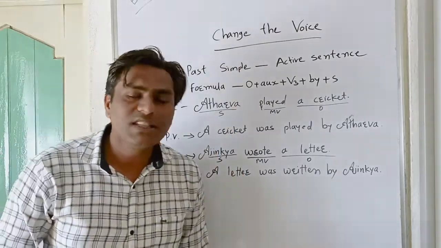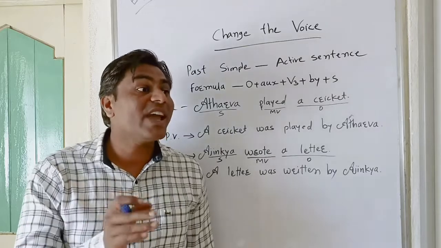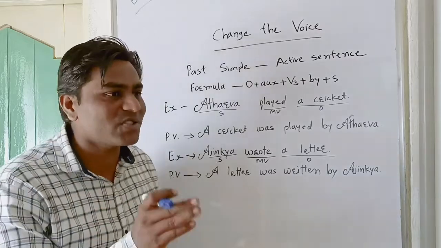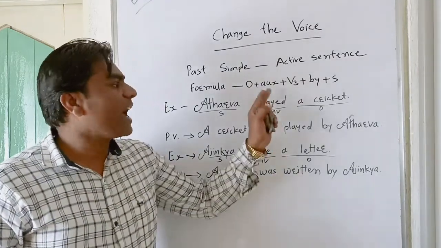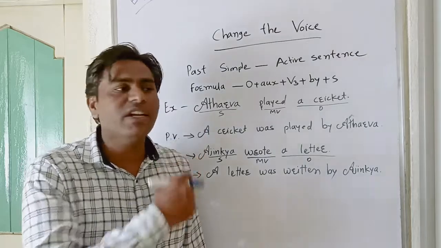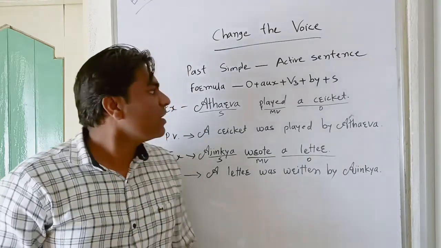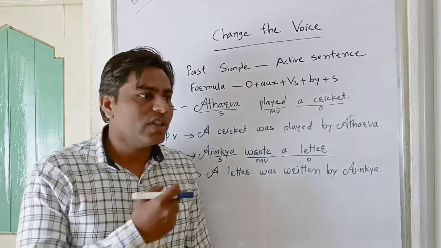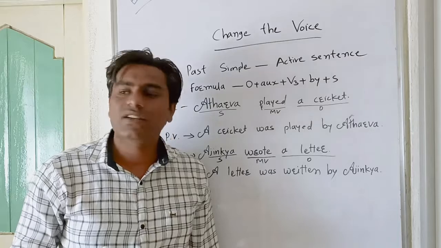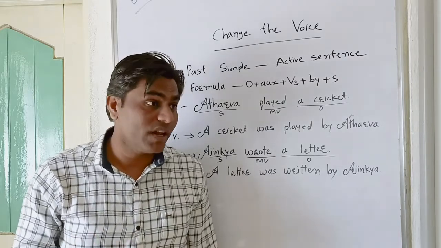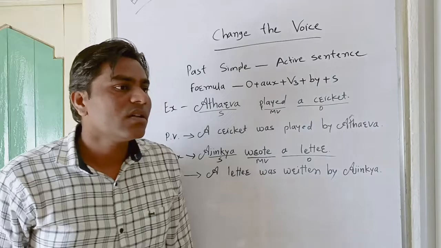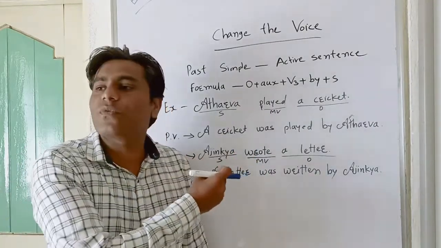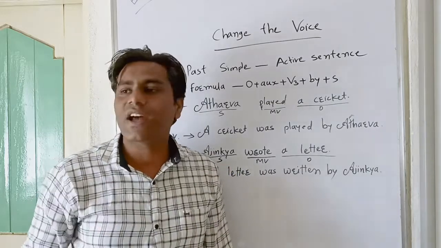Now today in this class we learned how we can make or transform the passive sentence of simple past tense. We have seen the formula. We have written it on the board. Then we have seen a lot of solved examples on the board, so we can understand the passive sentences very well. If you have difficulty or doubt in the passive voice of simple past tense, then you can ask me.